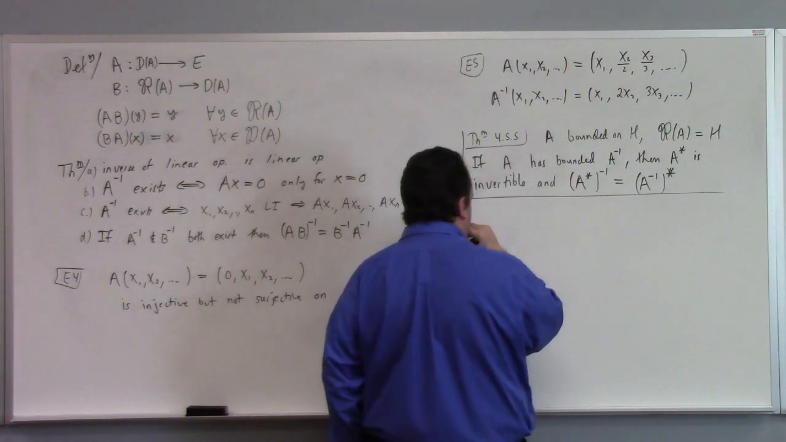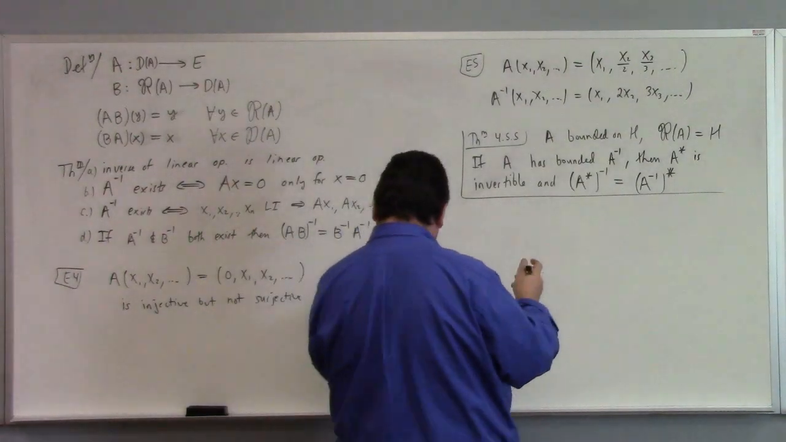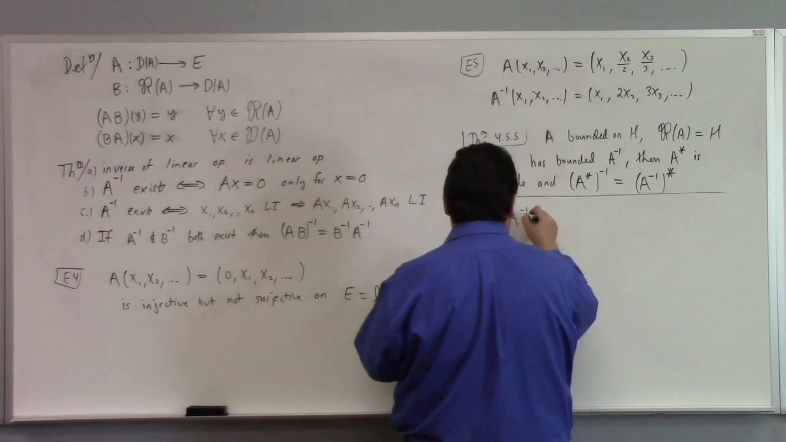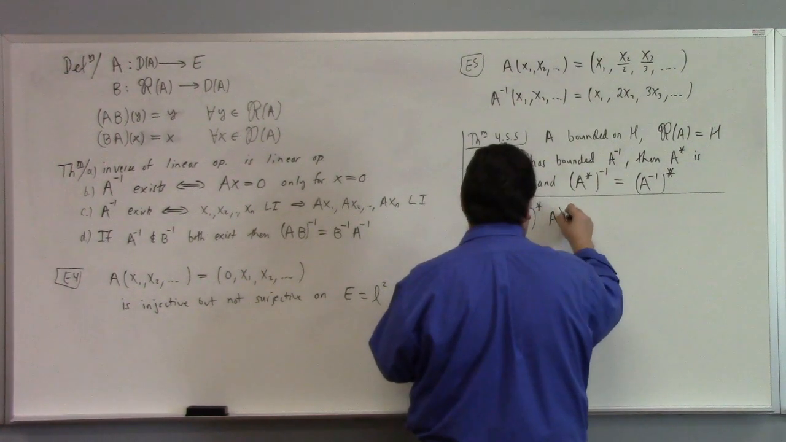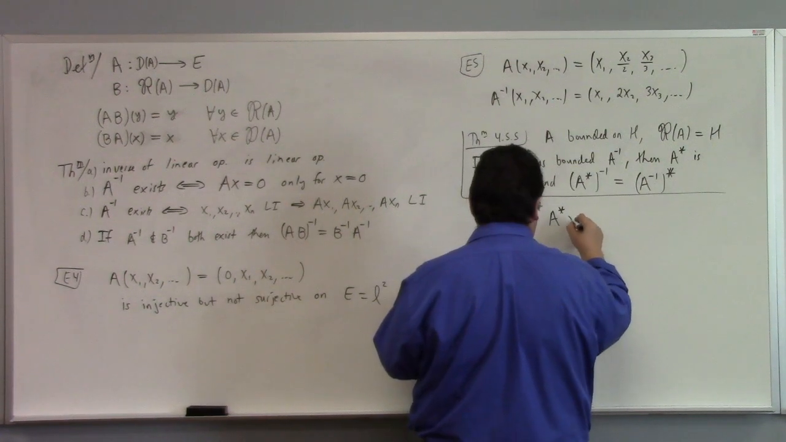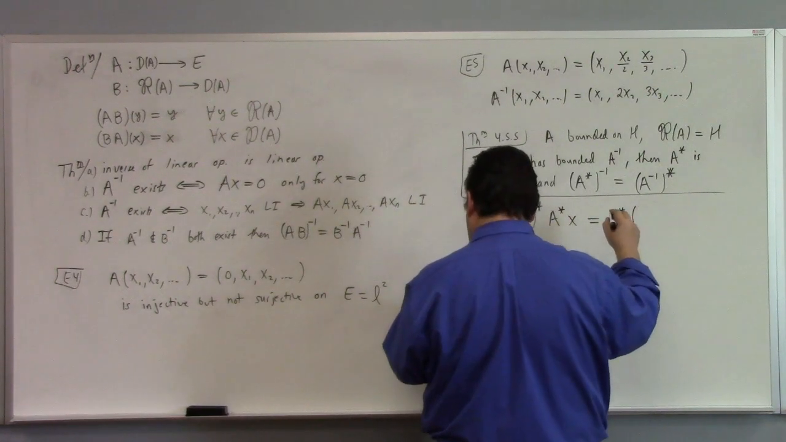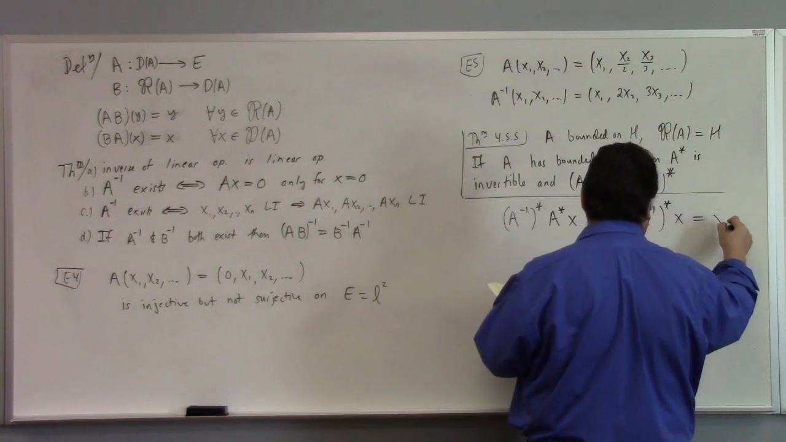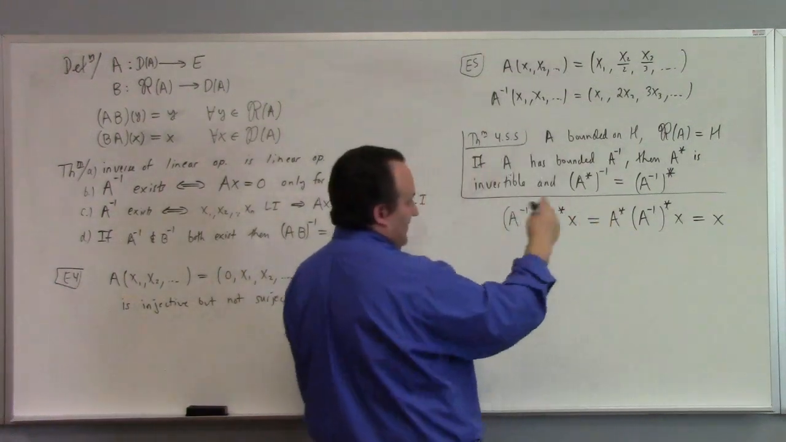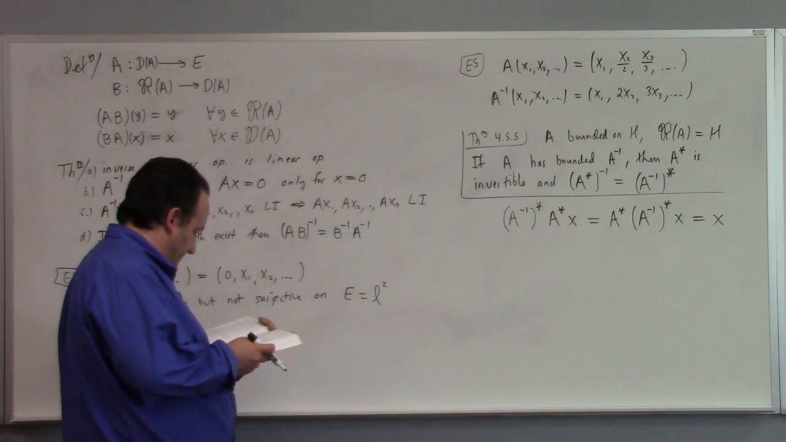Yeah. So as with everything here, he says it suffices to show that (A inverse) adjoint times A adjoint X is equal to A adjoint times (A inverse) adjoint X is equal to X, right? So you do need both the left and the right multiples working like this for every X and H.